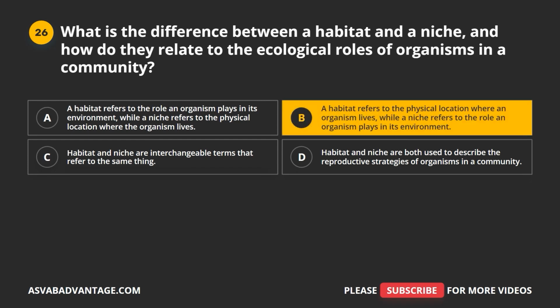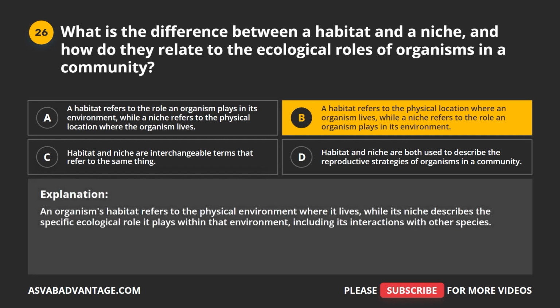A habitat refers to the physical location where an organism lives, while a niche refers to the role an organism plays in its environment. An organism's habitat refers to the physical environment where it lives, while its niche describes the specific ecological role it plays within that environment, including its interactions with other species.